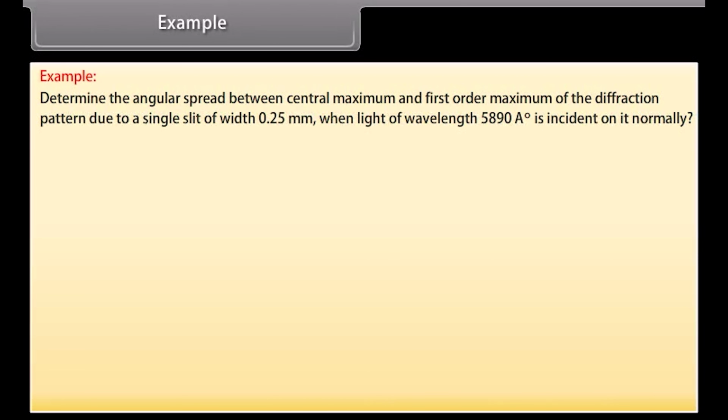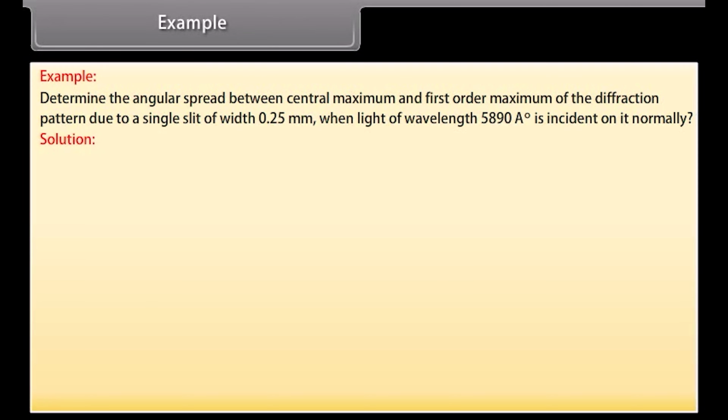Example. Let's take an example on diffraction pattern due to a single slit. Determine the angular spread between central maximum and first order maximum of the diffraction pattern due to a single slit of width 0.25 mm when light of wavelength 5890 angstrom is incident on it normally.